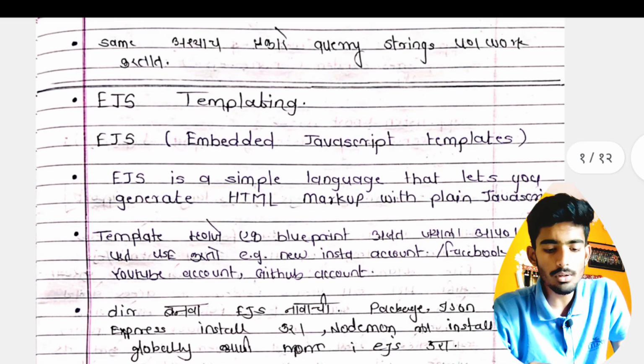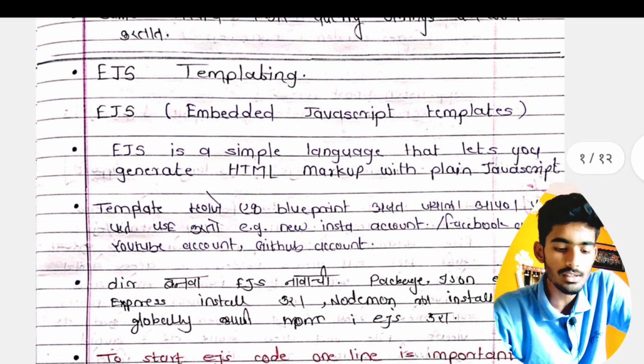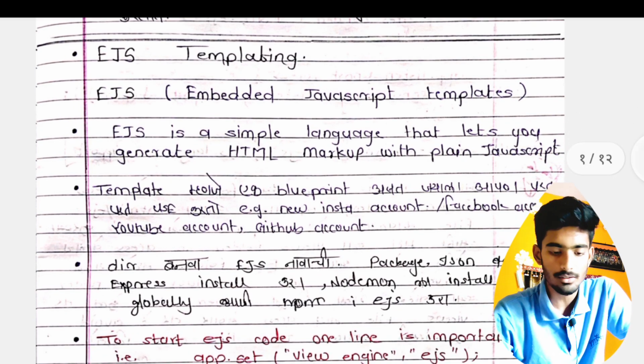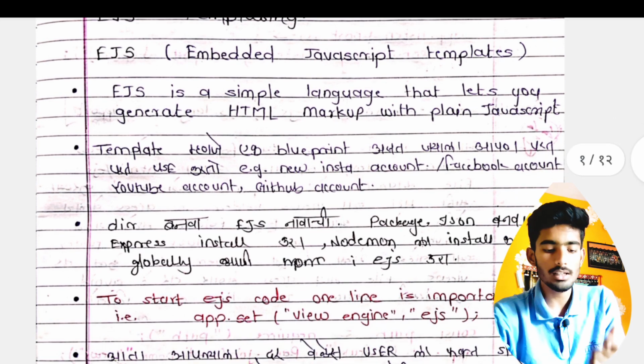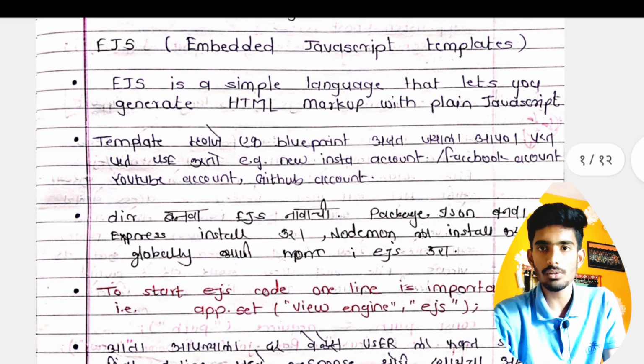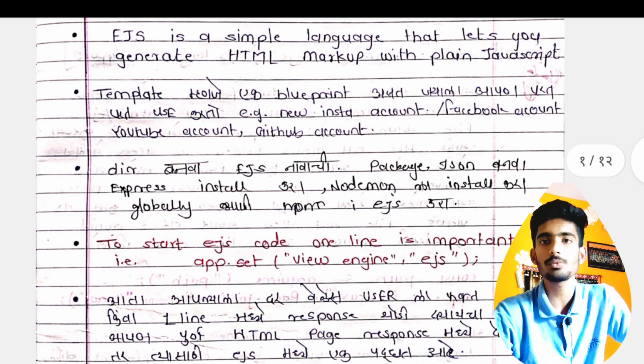First of all, let's find out the full form of EJS. EJS is nothing but Embedded JavaScript templating. If you want to embed JavaScript in your HTML, then you have to use EJS templating. To install EJS, the command is npm install ejs. If you write this command in your terminal, EJS will get installed.